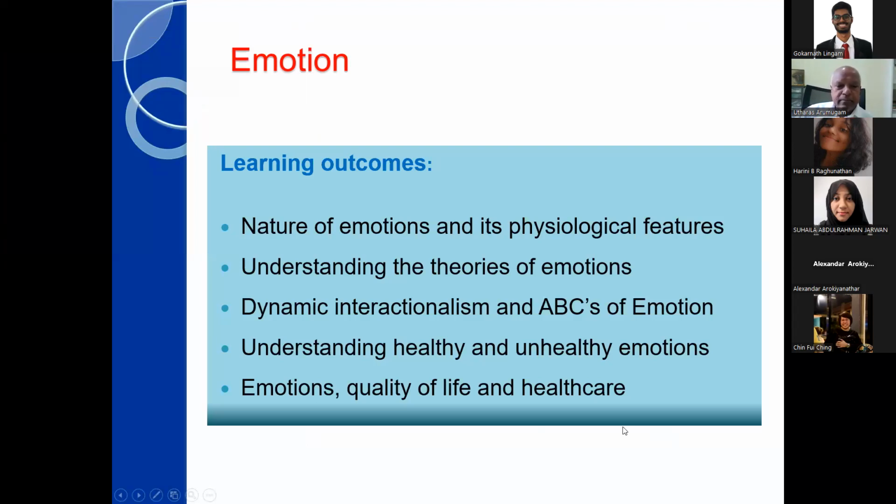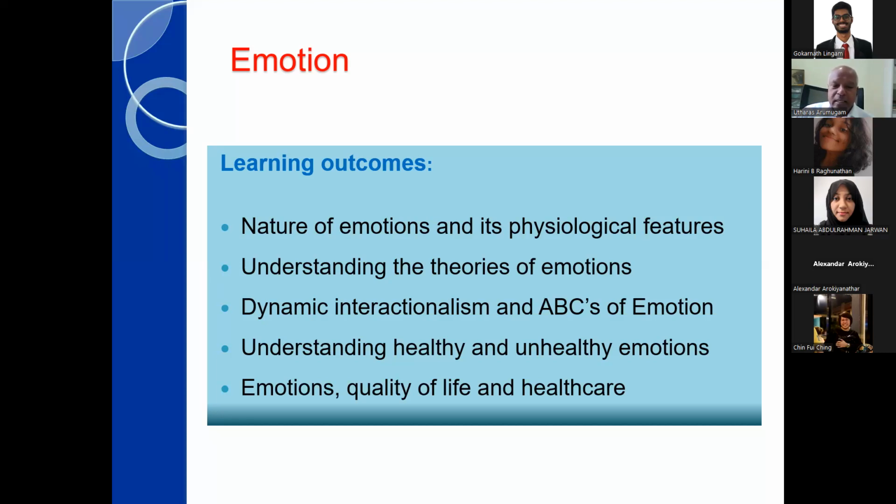We look at the nature of emotion and its physiological features. Without the physiological features, you do not have emotion actually. Okay, but we will look at that. And then of course, there are different theories. Since I suppose the late 1800s, or even before that, but from a psychology point of view, it's about the late 1800s, they started to study emotion, but emotion has been studied by other disciplines a lot earlier, of course.